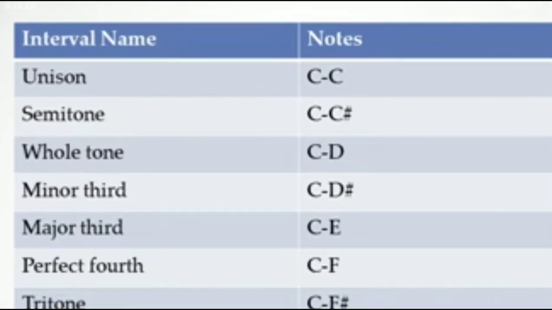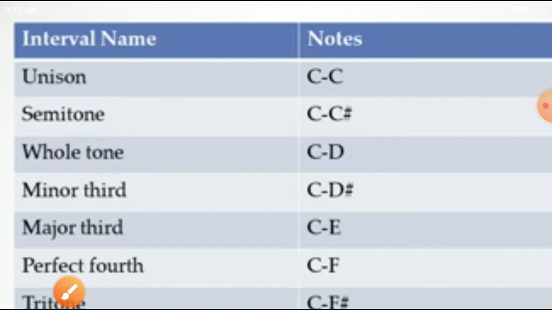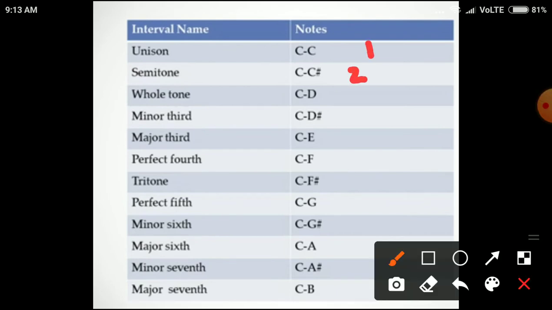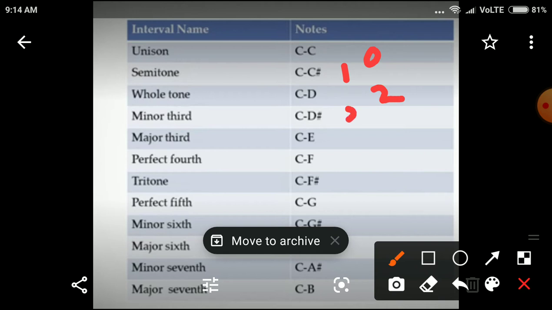Then I am going to call them by numbers. This is 0, this is interval 1, this is 2, this is 3, and so on: 4, 5, 6, 7, 8, 9, 10, and the last one is 11. This is how we number them.